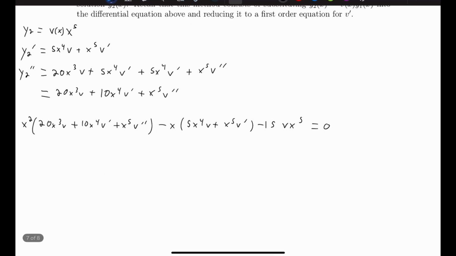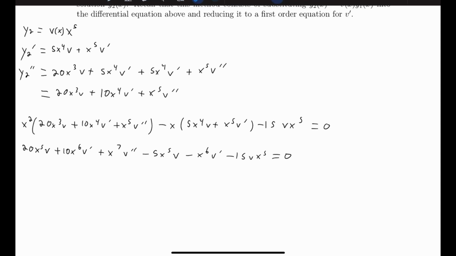Now we can multiply this out to hopefully simplify it a little bit. We'll get 20x to the 5th v plus 10x to the 6th v prime plus x to the 7th v double prime minus 5x to the 5th v minus x to the 6th v prime minus 15 v x to the 5th equals 0.